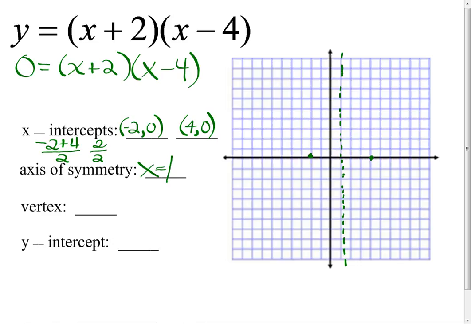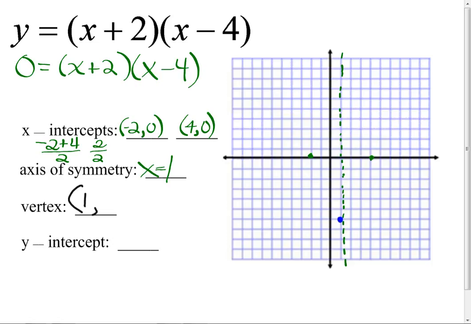Okay, that's my axis of symmetry. What's the x-coordinate for your vertex? It's somewhere on this line. I don't know where. I'll put a point here. What's the x-coordinate on this line? It's 1. I don't know where it is, but I can do this and you guys can't. So x equals 1. Now we have to find the y-coordinate.